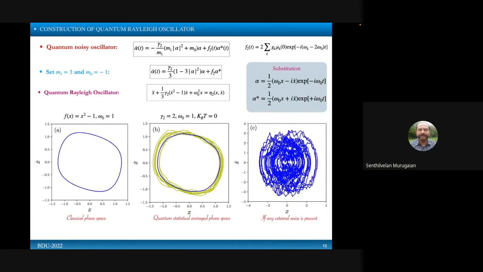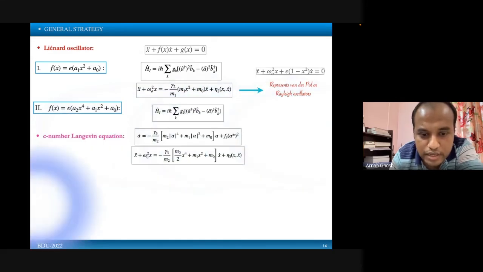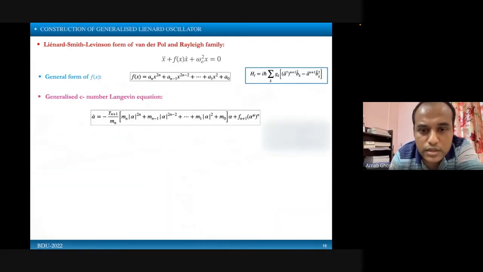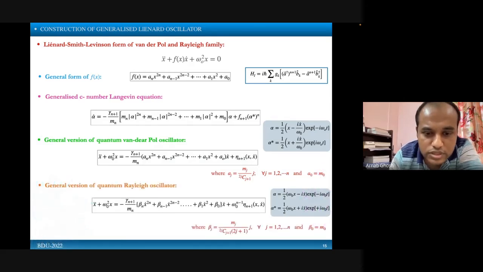Okay, thanks. Yeah. So I am almost done. So as you can understand, then you obtain this generalized version of the Rayleigh oscillator.